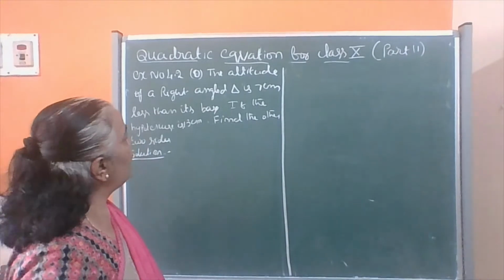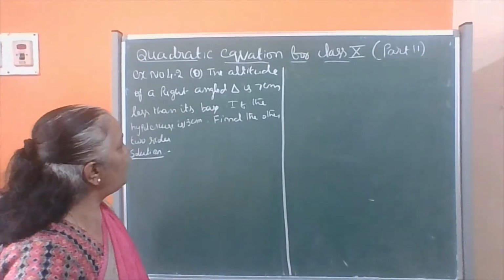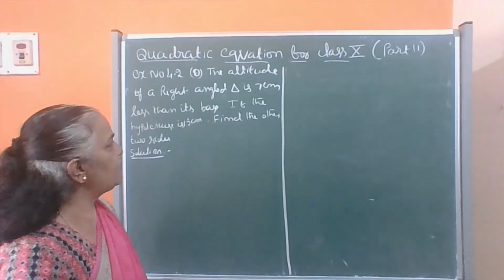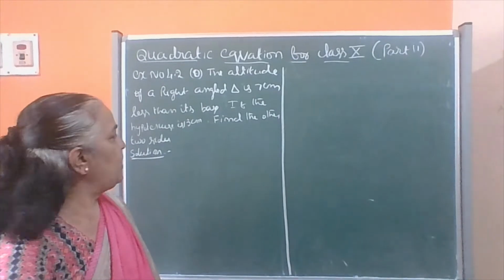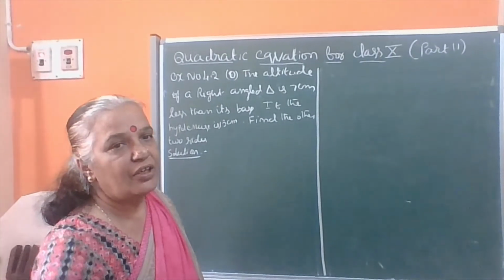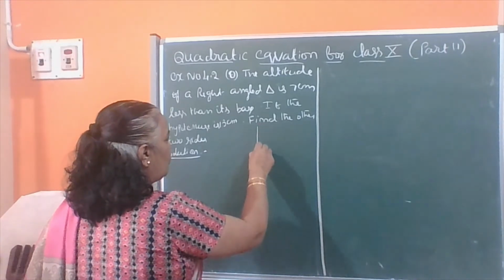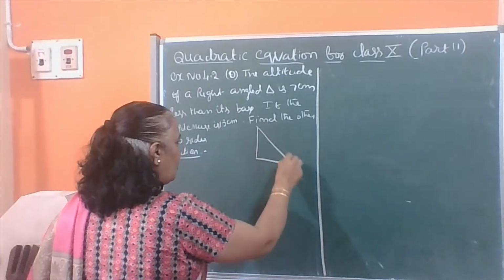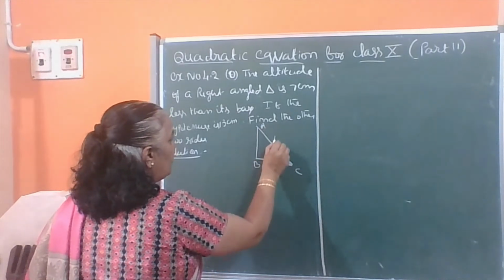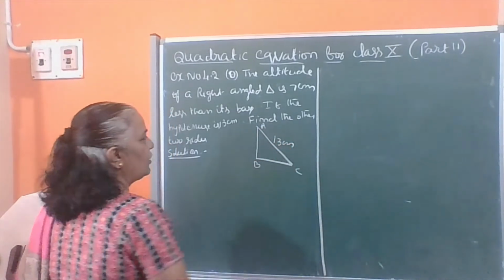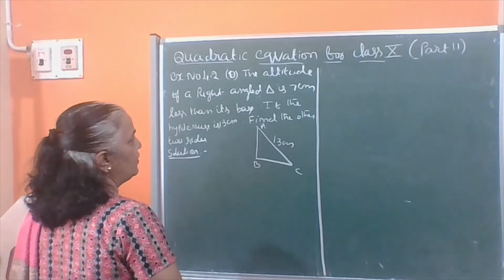Here it is given the altitude of a right angle triangle is 7 centimeter less than its base. If the hypotenuse is 13 centimeter, find the other two sides. Since it is a triangle, you have to draw a triangle. You name it. It is A, B and C. Given hypotenuse is 13 centimeter. And you have to find the other two sides.